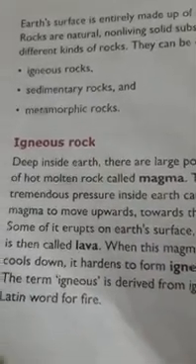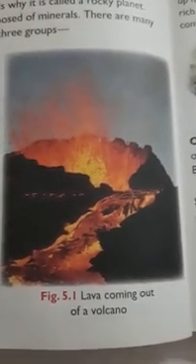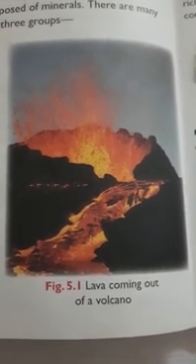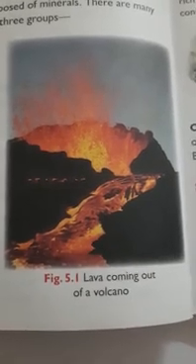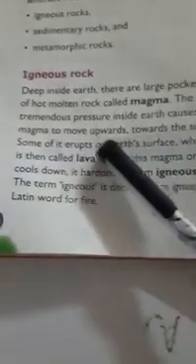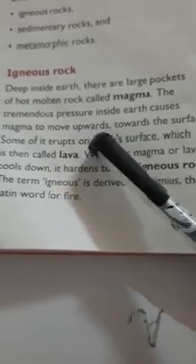What are igneous rocks? Actually, they are the rocks which are formed because of the cooling down of magma which erupts from a volcano. So when a volcano erupts lava, when it cools down, it forms some types of rocks. So they are called igneous rocks. Deep inside the Earth, there are large pockets of molten rock called magma. The tremendous pressure inside the Earth causes magma to move upward. So because of the excess heat, this lava comes out.